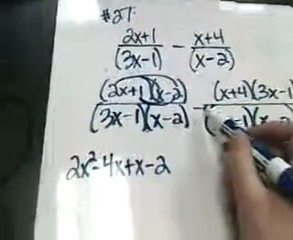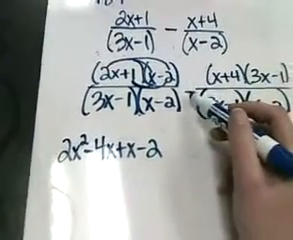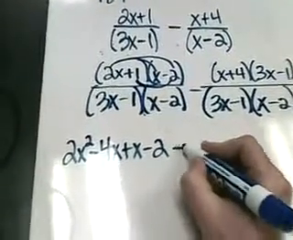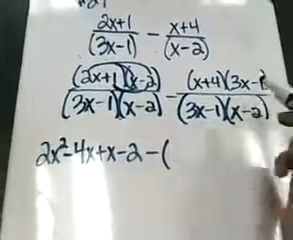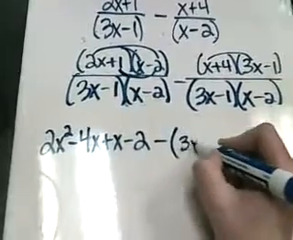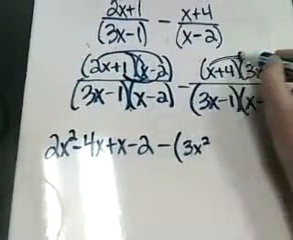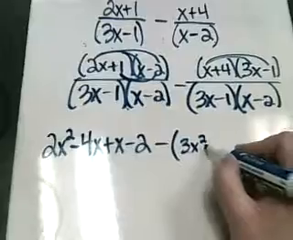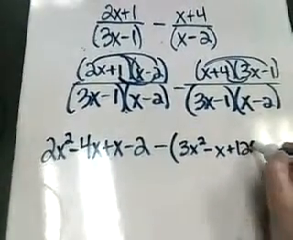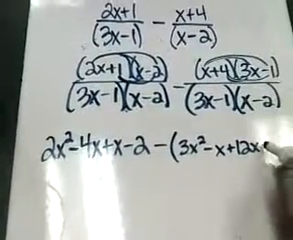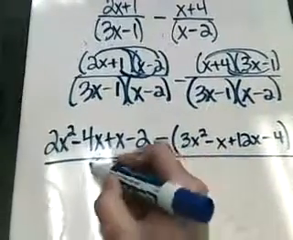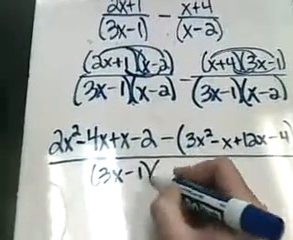Okay, now this is a little trickier because you have minus in between here and you can't really distribute before you FOIL. So I would just for right now say minus, and then now let's FOIL this. 3x squared, outside gives me negative x. Inside gives me 12x. And last gives me negative 4. Still over that same denominator.